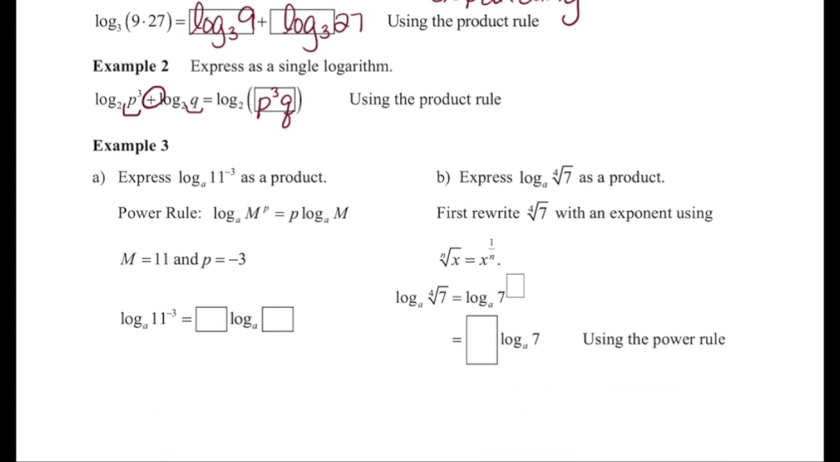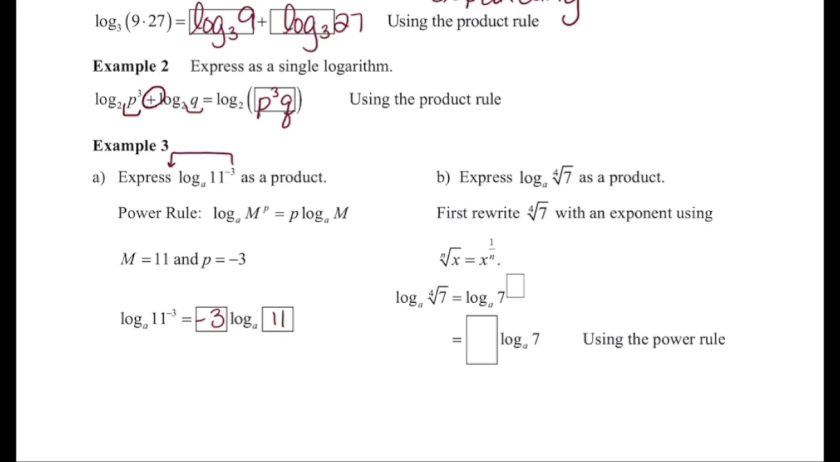Let's express log base a of 11 to the negative 3 as a product. So as a product, I have an exponent that's on the outside, which means I can use the power rule and bring it out front to give me negative 3 log base a of 11.